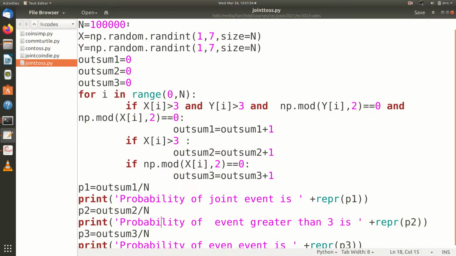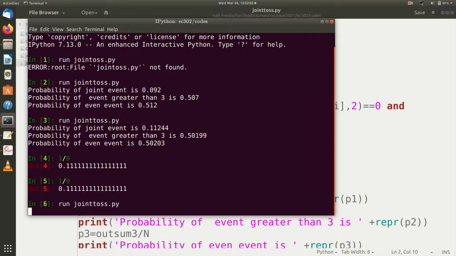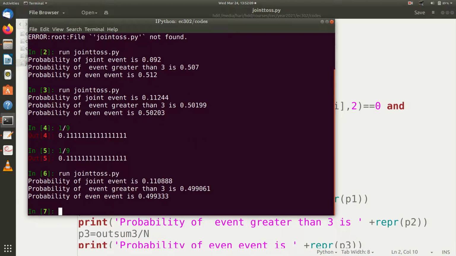I'll add one more 0. Let us see whether my system stands that. Hopefully it will stand. Here you can see that it's 0.11 something. It is 1 by 9. This is 1 by 2, and this is 1 by 2. This is the joint event, joint probability. These are marginal probabilities. So let me go back to my presentation.